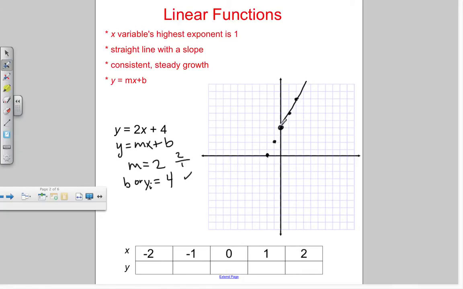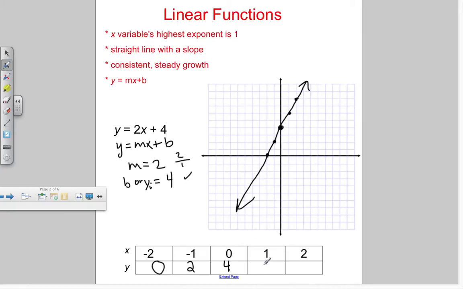Okay? Connect my points, and guess what? I have a straight line, because I should be using a ruler. So that's the graph of this linear function. The table, of course, I can plug in, or I could just look at my graph. Negative 2 is going to be 0. Negative 1 is going to be 2. 0 is going to be 4.